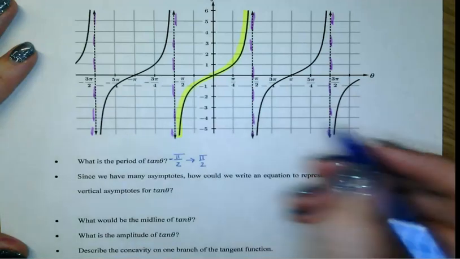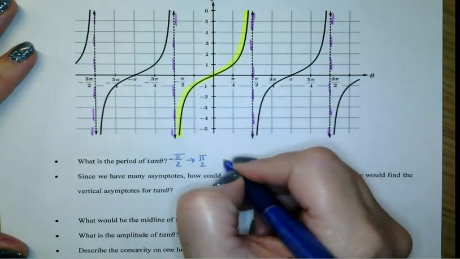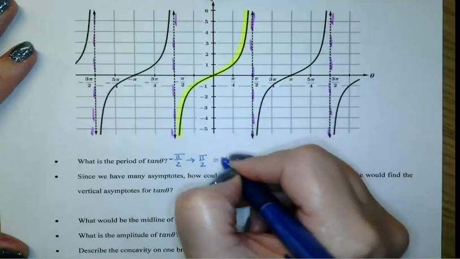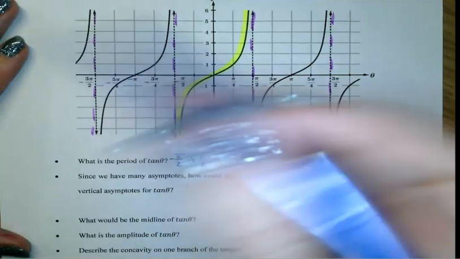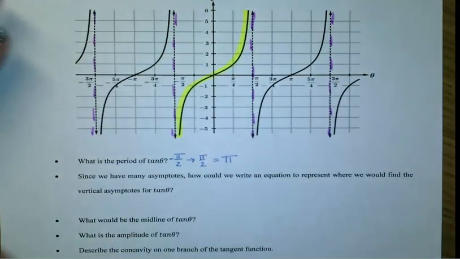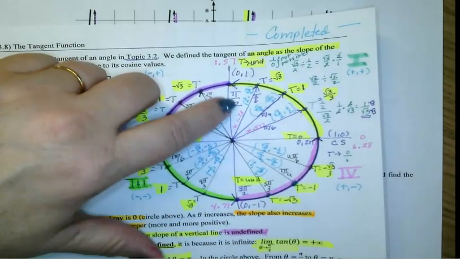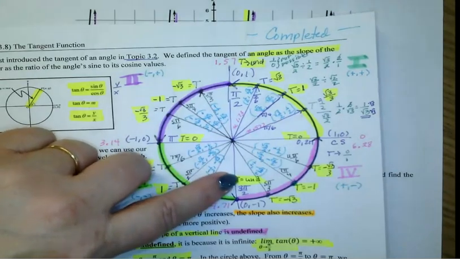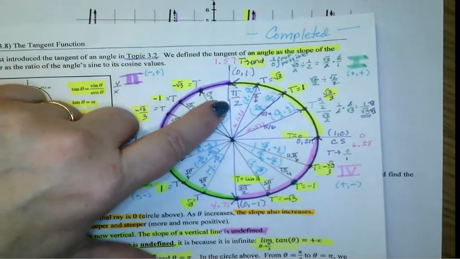And so that makes it a total period of pi. All right, so half to half. Go back to your circle and you can think about it from here to here is one period, from here to here is one period.